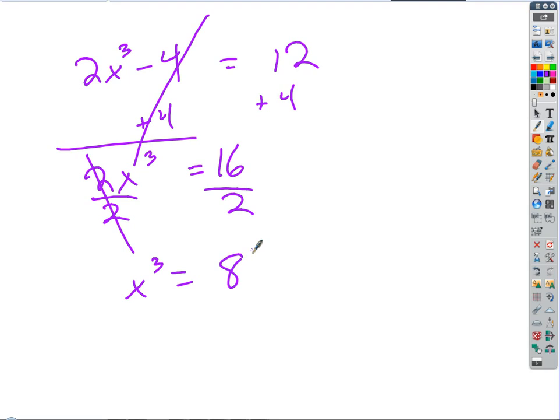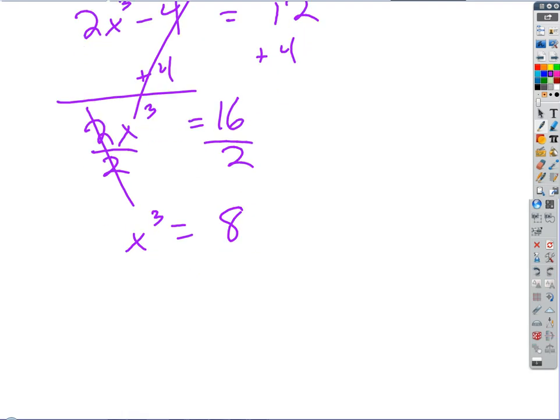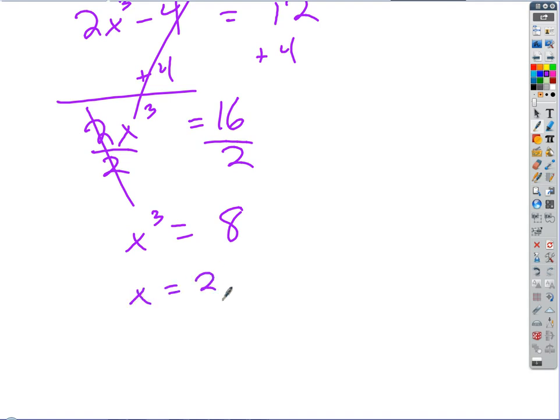Okay, now this is a little strange. This is something that you wouldn't have done a lot of. But how do you undo something like that? Not square root. Cube root. Yeah. So what is the cube root of 8? 2. Good. Is it a plus or minus 2?